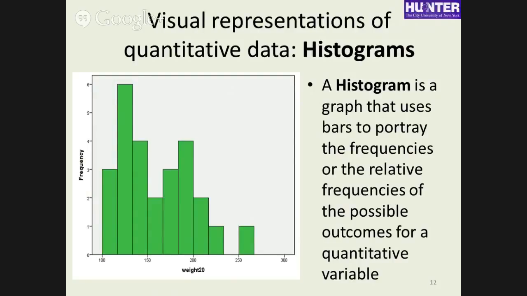So the scatter plots and the dot plots, they show every single data point, but they're actually not always the most informative.